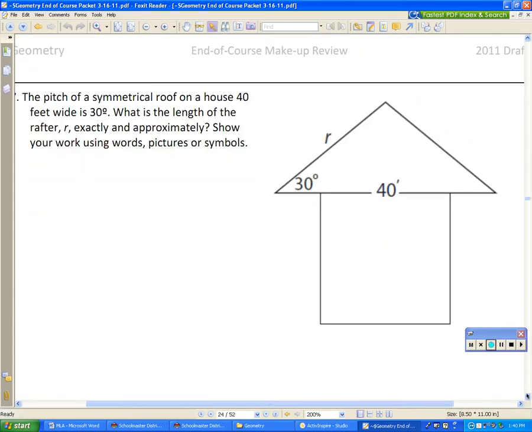All right, so now we'll throw in a little word problem there. The pitch of a symmetrical roof on a house 40 feet wide is 30 degrees. What is the length of the rafter R exactly and approximately? And we have to show our work. So what do you want to do with this?